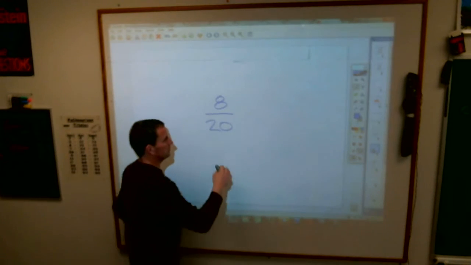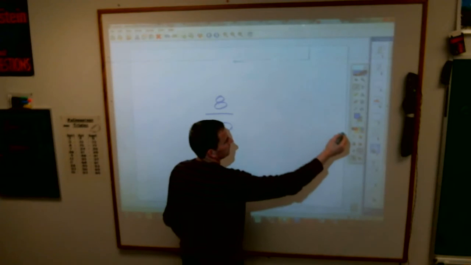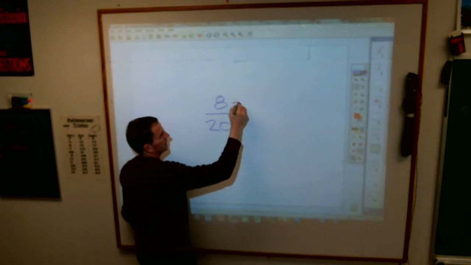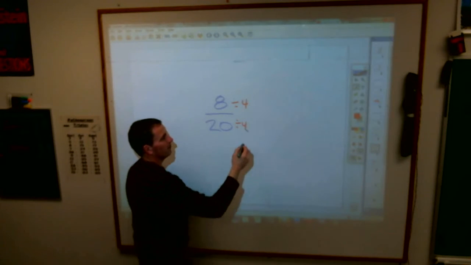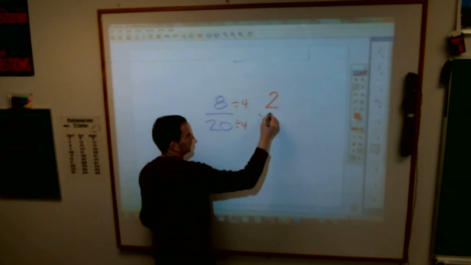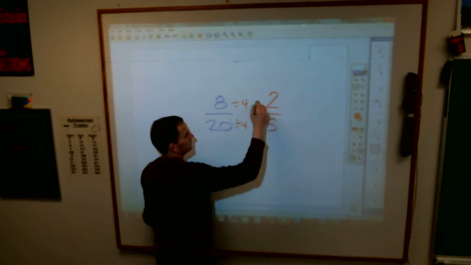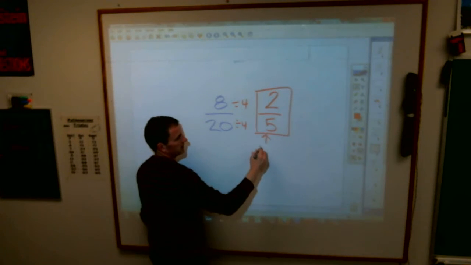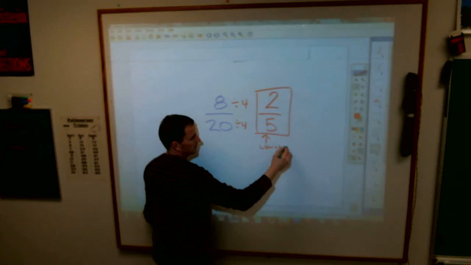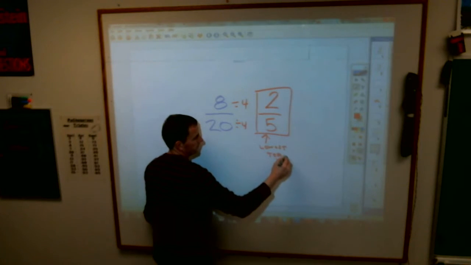So here, what did we say the greatest common factor was? We said it was 4. So when you reduce this fraction, you want to divide both the top and the bottom by 4. So you end up with 2/5. This is the fraction you get in its lowest terms.